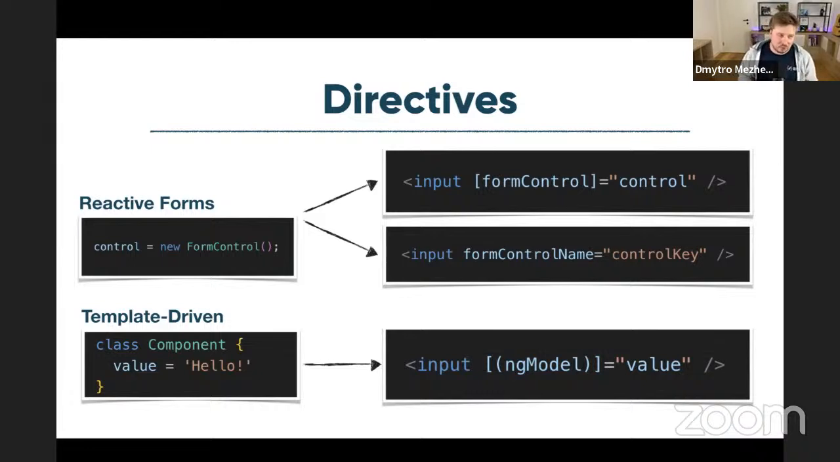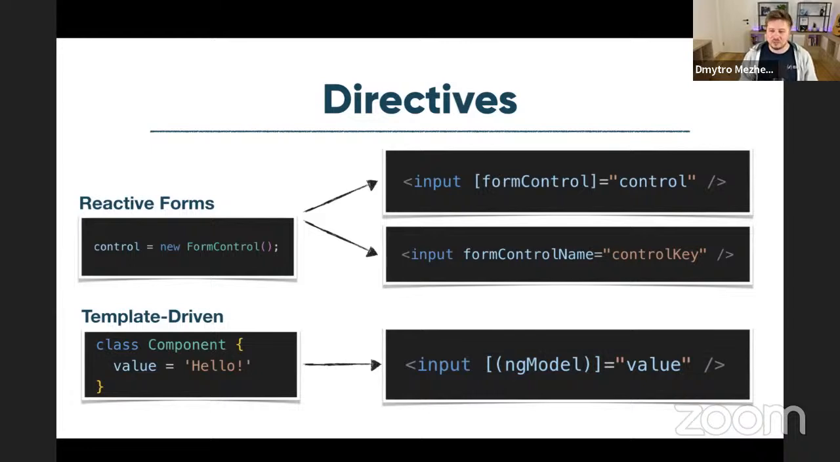But then we have also template-driven forms. And here you can see it seems much easier. We have only one directive, ngModel, and it takes as a value some property, right? Some class property, as you can see. And then it uses some magic, I call it magic two-way data binding, in order to synchronize values.